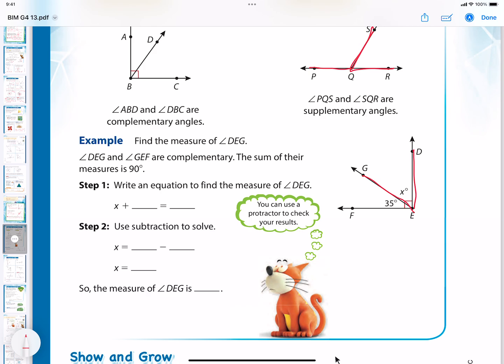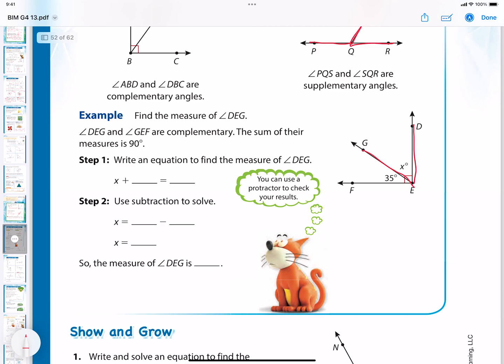Okay, angle DEG and GEF are complementary, which means the sum of their measures is what? 90 degrees. So step one, what are you gonna do? Write an equation to find the measure of angle DEG. Okay, x plus 35 degrees is equal to what? 90 degrees. Now use subtraction to solve the problem, which is x equal to what? 90 minus 35 degrees, which is what? 55 degrees.